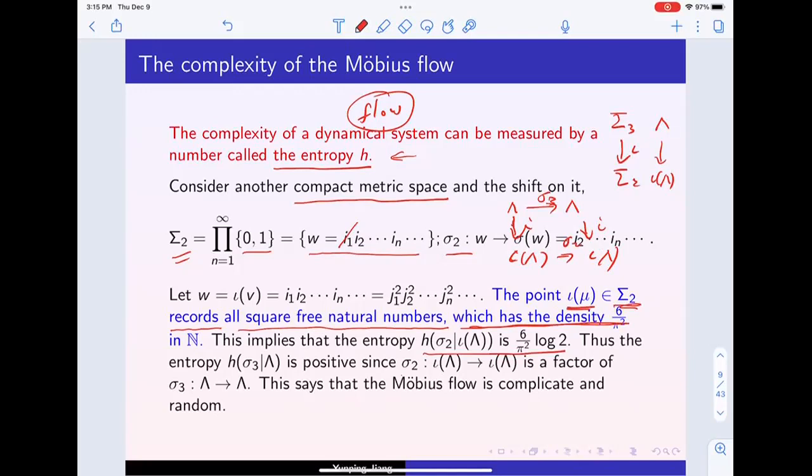But then you see this one is something called a factor of this one. Since this one has entropy 6 over pi squared log 2, that implies this one is bigger than this number. So the entropy is positive. Since the entropy is positive, that means this dynamical system is complicated, also random, right? So that is the way you can view the Mobius function from dynamics.